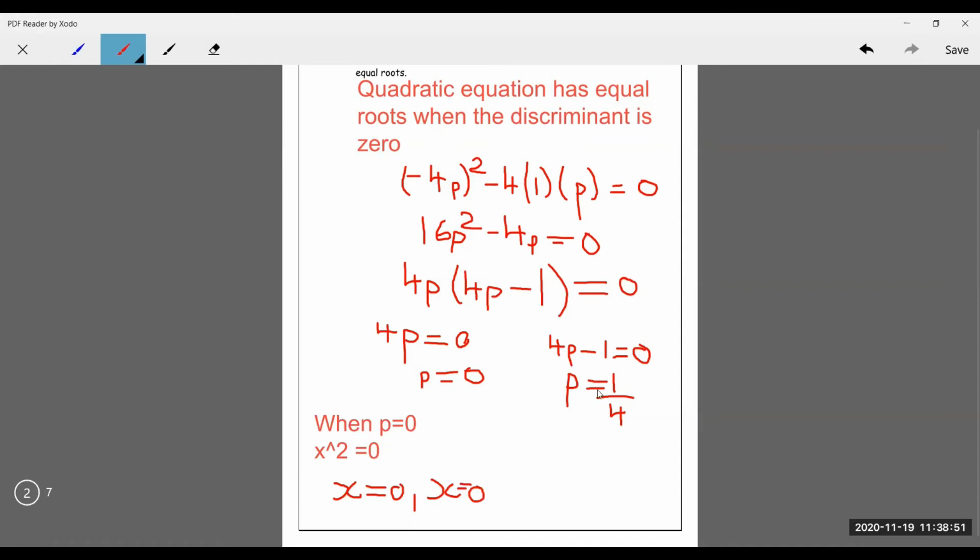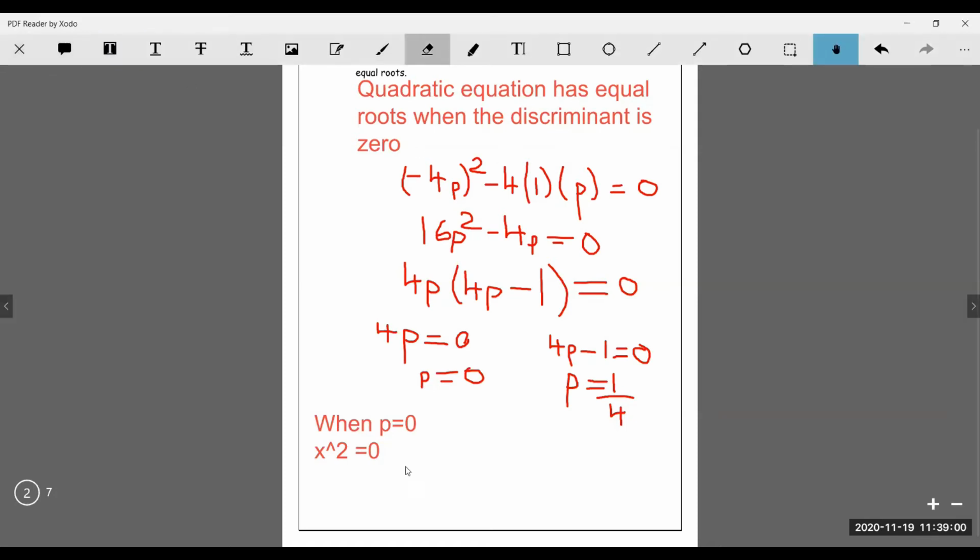So you can try the same for when p equals a quarter. Now this is just a test. You don't need to have this. That's not needed, so we don't need to have that. But I was just justifying with you that the solution is p equals 0 and p equals a quarter.